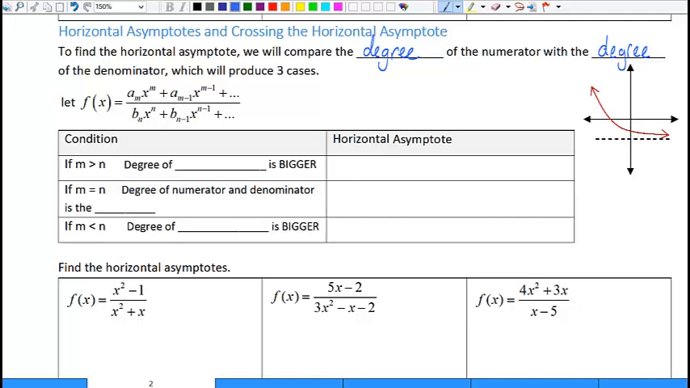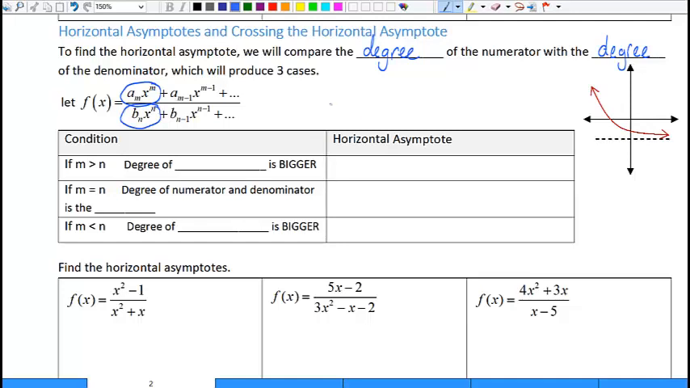We're looking at a sub m x to the m plus a sub m minus 1 times x to the m minus 1 plus a whole bunch of other things, over b sub n x to the n plus b sub n minus 1 times x to the n minus 1 plus a whole bunch of other things. But I just want you to understand we're really just focusing on the leading coefficient and its term in the top, and the leading coefficient and its term in the bottom.